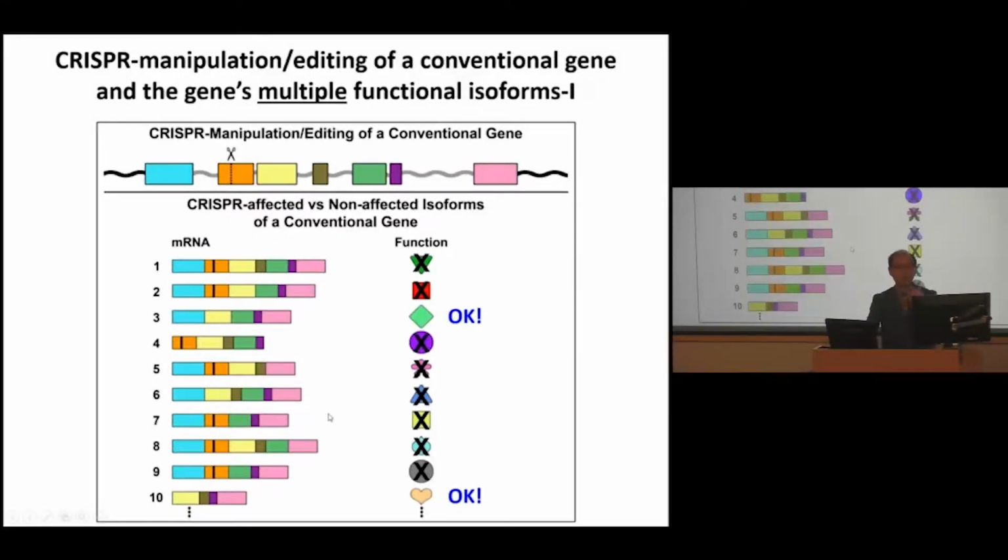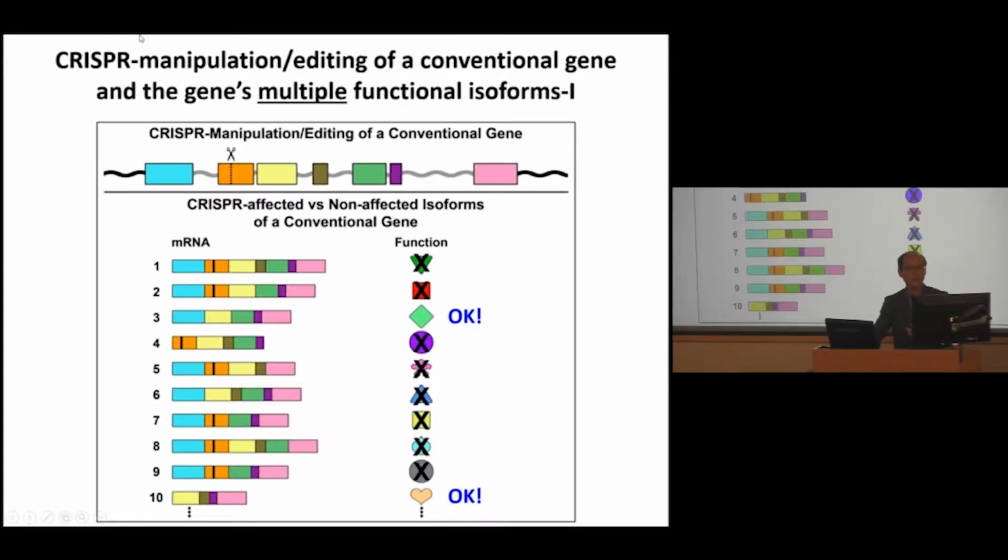However, if you look at the multiple isoforms from a single gene, now it gets a lot more complicated. Let's say there are more than 10 different messenger RNA isoforms, and if we do manipulation on the second exon, then these messenger RNAs will be affected. But there are some other isoforms which are intact.